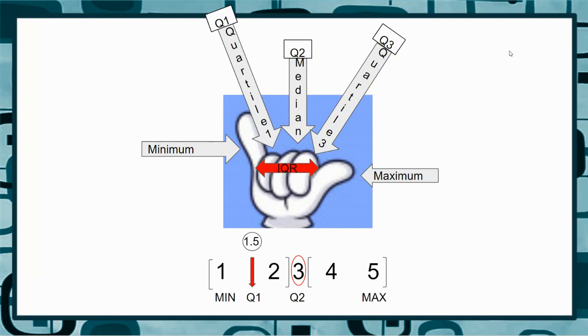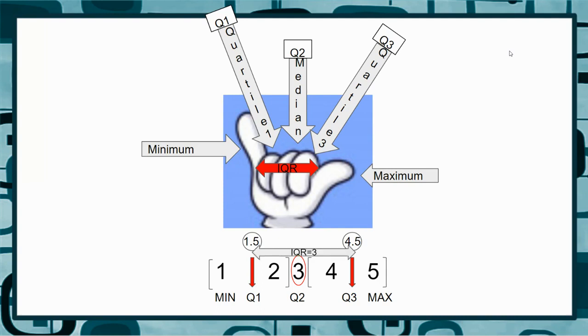Now let's take a look at the second half of the data set, 4 and 5. Let's see if we can identify the middle value in the second half of the data set, or Q3. What number lies directly between 4 and 5? 4.5. You could think of that in a number line, 4, 4.5, 5. Or you could find the mean of the 2 values. 4 plus 5 is 9, and 9 divided by 2 is 4.5.